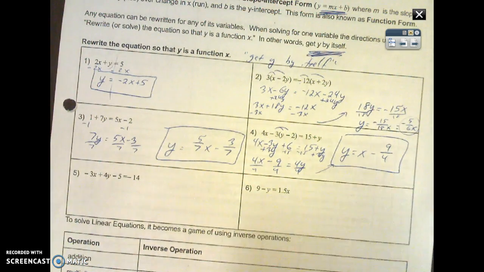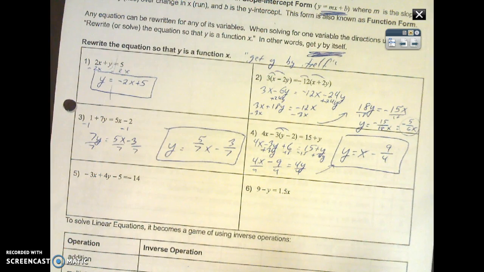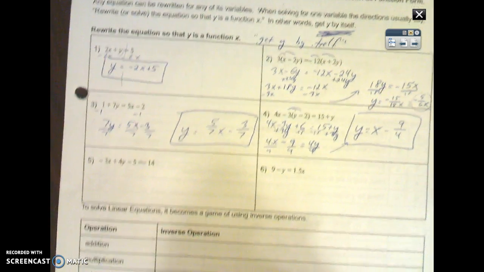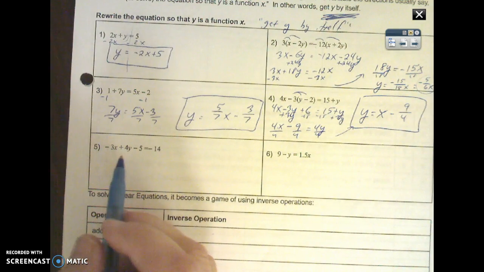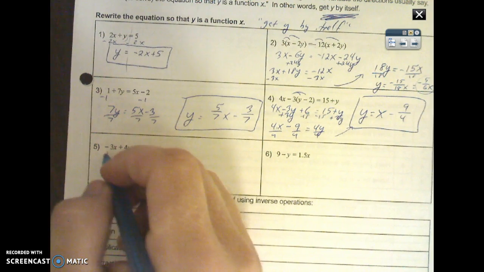Again, get in the habit of leaving things as fractions. Number 5. I'm trying to get y by itself. It's already positive, so the things around it I'm going to move to the other side. Let's add 3x over.